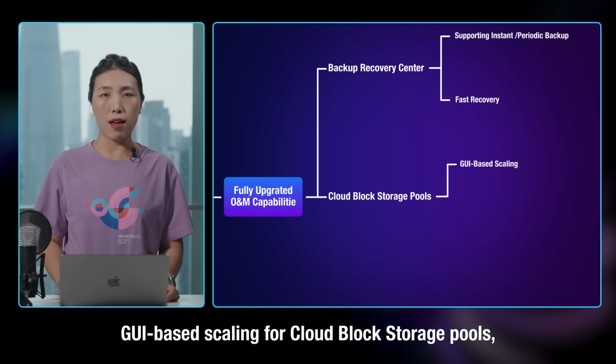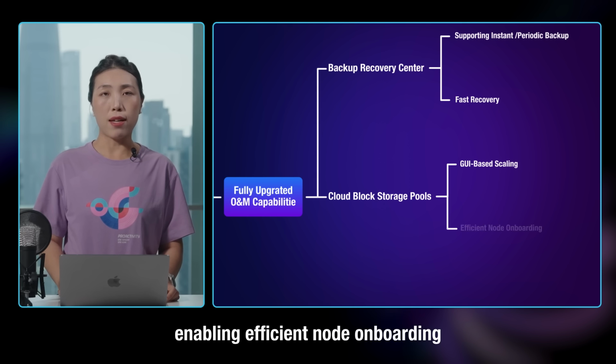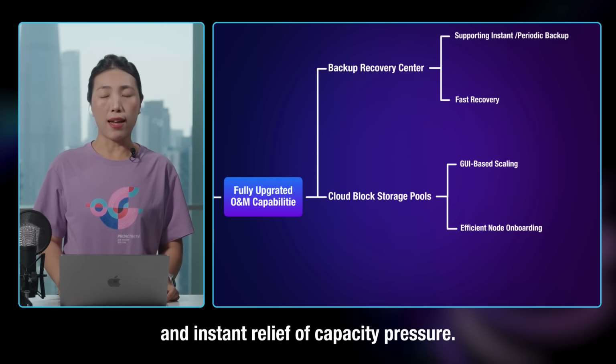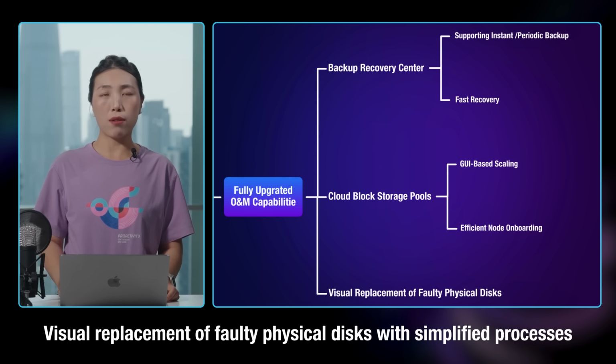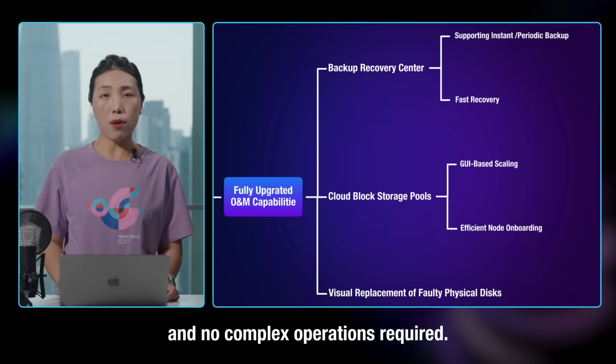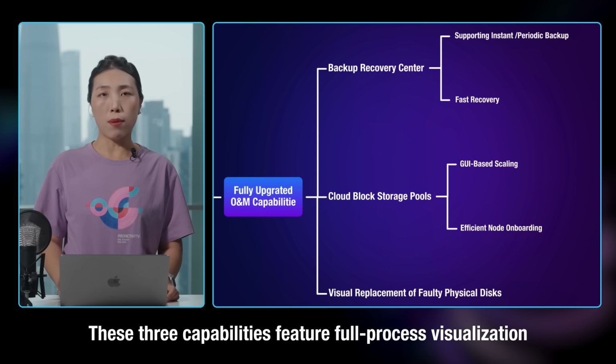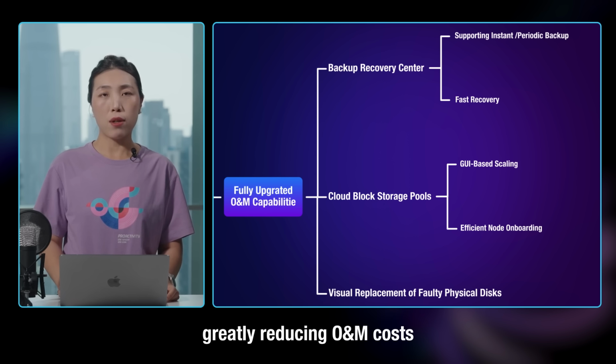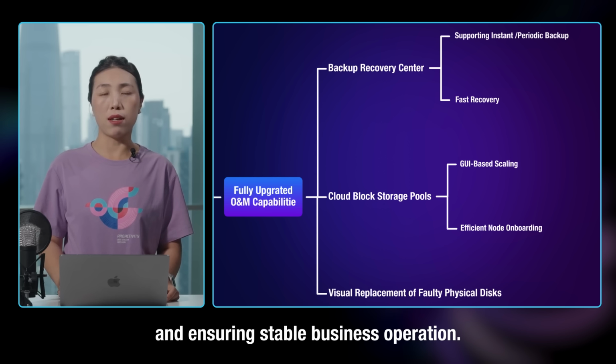GUI-based scaling for cloud block storage pools, enabling efficient node onboarding and instant relief of capacity pressure. Visual replacement of faulty physical disks with simplified processes and no complex operations required. These 3 capabilities feature full process visualization and low threshold operation, greatly reducing O&M costs and ensuring stable business operation.